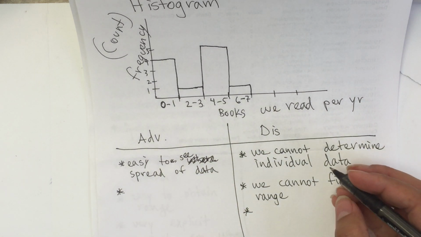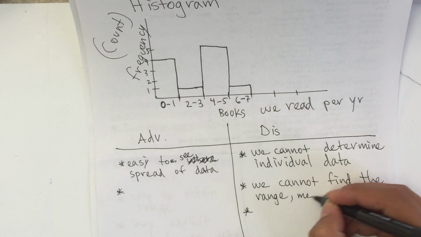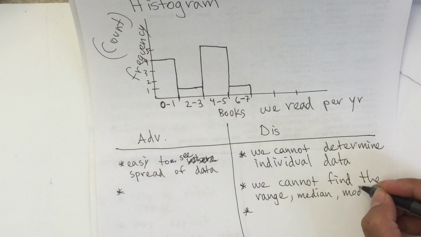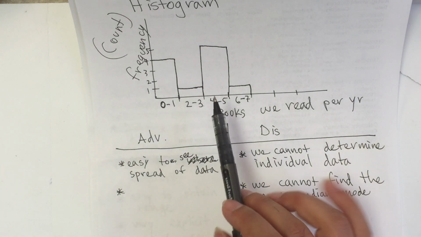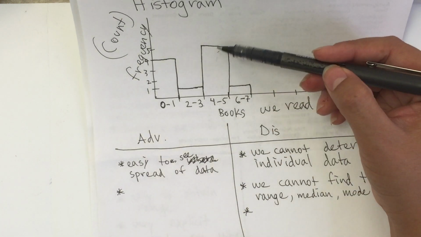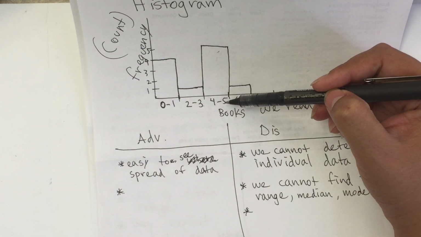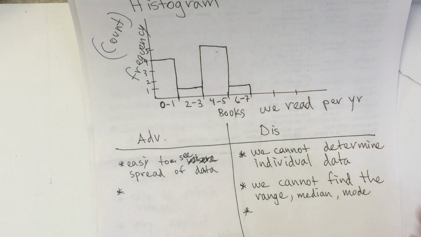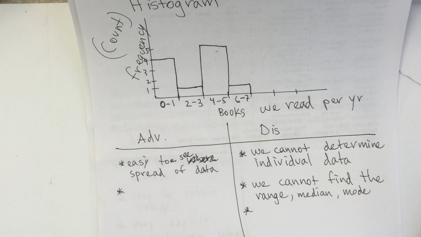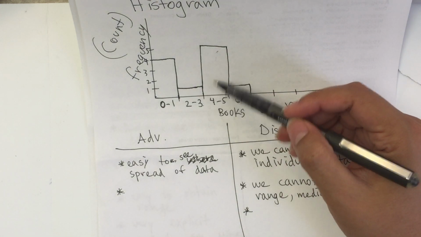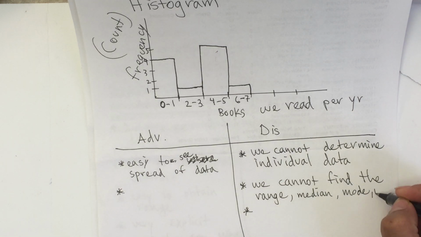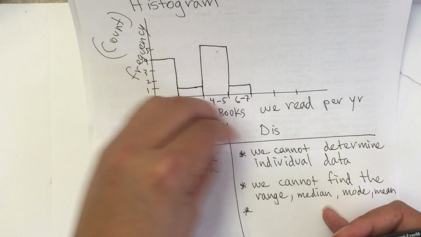or the median for that matter, nor the mode. Why not the mode? Because again, it looks like this is the mode, but we don't know if it's 4 or 5, or maybe neither one, because it could be only 3 of one and the other. So it's not easy to find either range, mean, median, or mode. It's not easy to find that information in here.